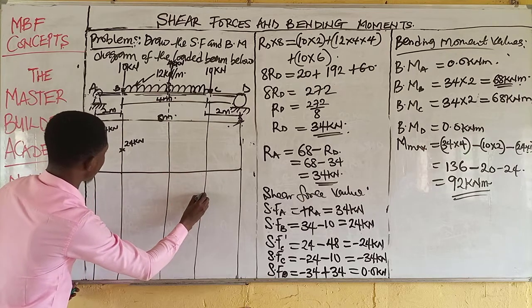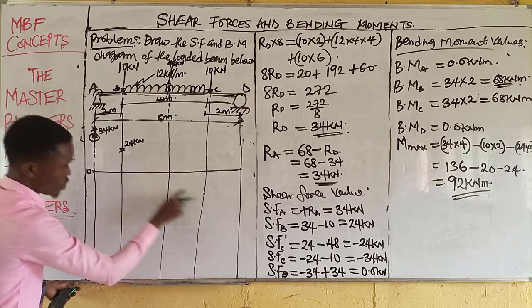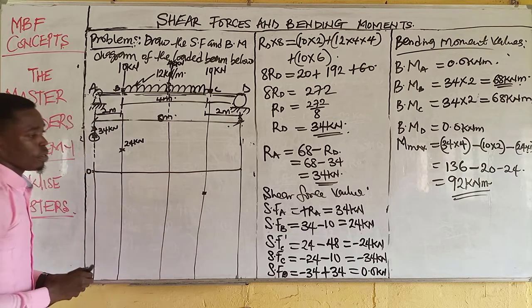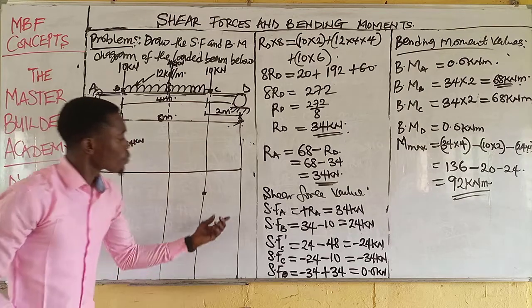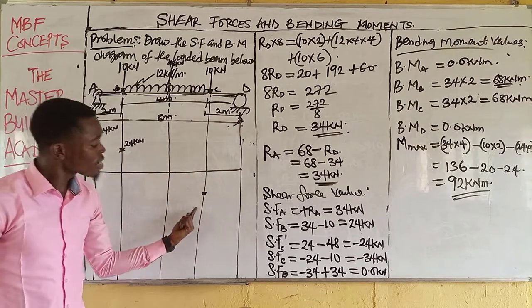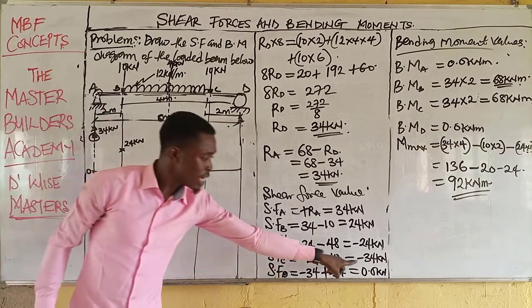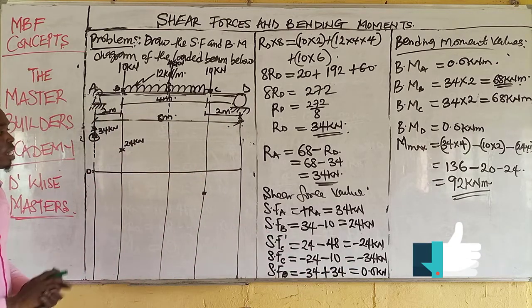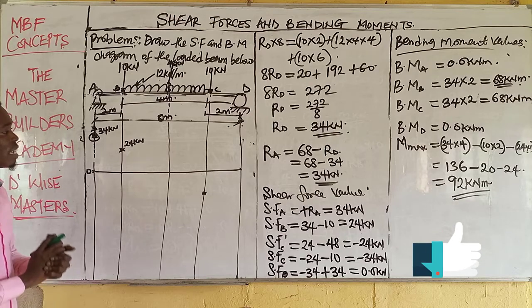That's what we have here. Yeah, negative 24. So from here to here is 24, then from here to here is 24. Then at C also we have a shear force of negative 34. Shear force of negative 34.